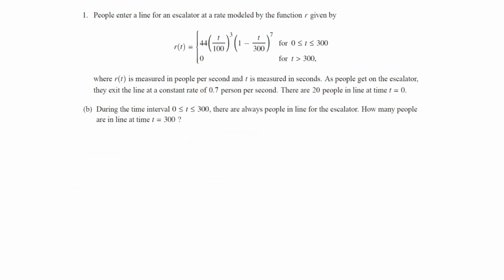Part B asks us, how many people are in the line at t equals 300? It says during that time interval from 0 to 300, there are always people in line. So if we want to know how many people are in the line, we have to add together three things. One is the number that started in the line, and then plus the number that entered the line minus the number that left the line.